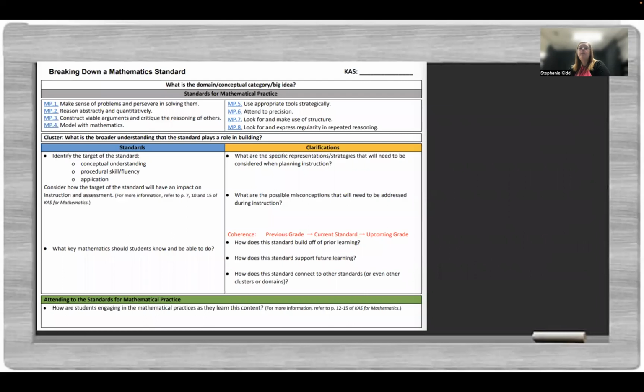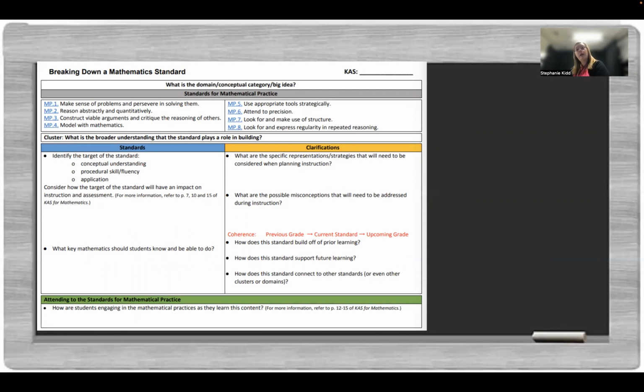This is what it looks like when we look at breaking down a standard. Now, I'm not going to suggest this for every standard, but it's nice to be able to do this with 1 or 2, because then it gets you flowing and thinking about the things you need to do. So, of course, with our standards, we're first going to identify the target of the standard. Is it conceptual? Is it procedural skills and fluency? Or is it application? We're going to consider the target of the standard. What's going to be impacted in the instruction and the assessment?